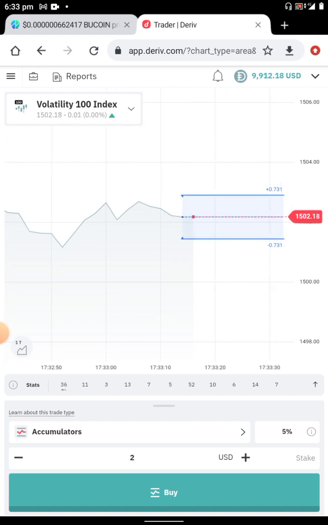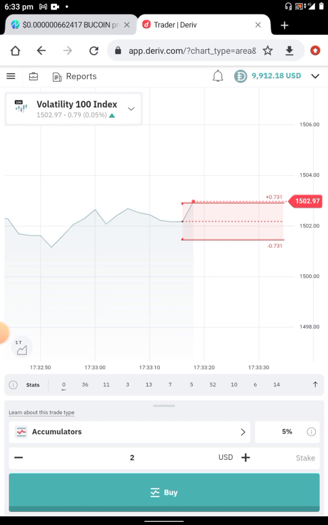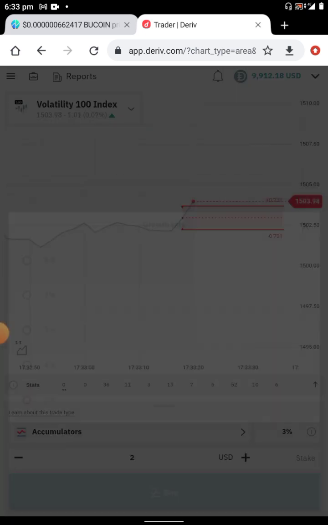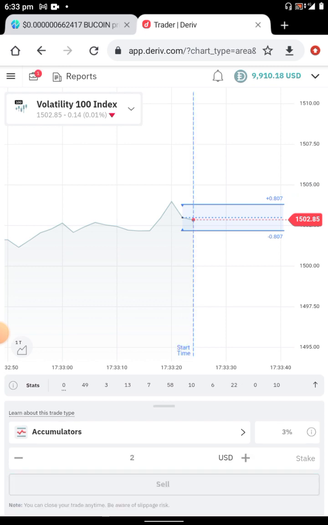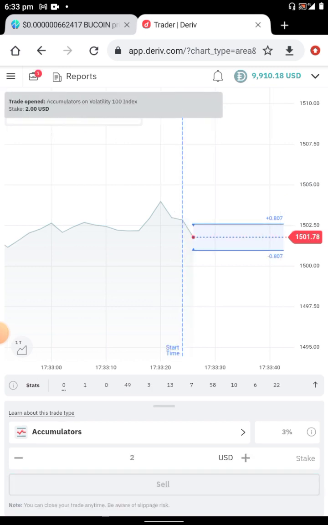So I believe you understand. So good, it has broken out. So let's go to 3 minutes and enter the trade. Go to 3 minutes and enter trade. That is it.